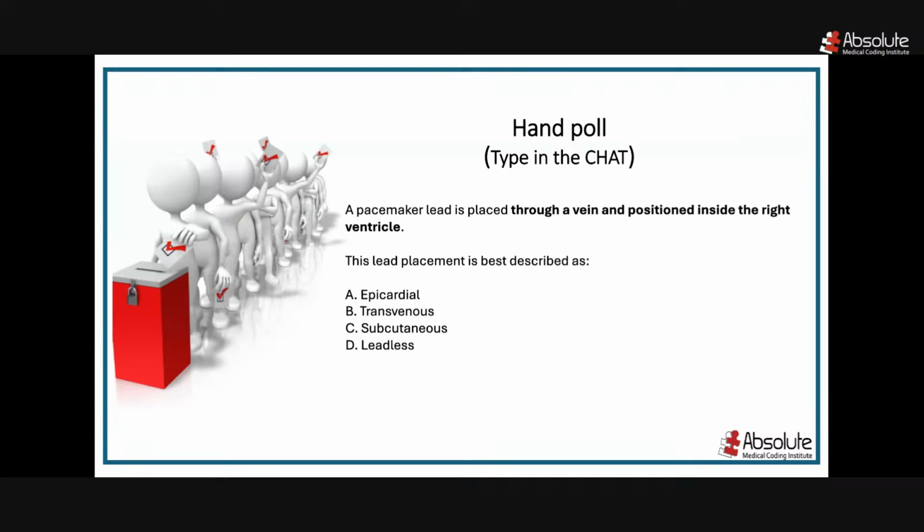A pacemaker lead is placed through the veins and positioned inside the right ventricle. This lead placement is described as option A, epicardial, option B, transvenous, option C, subcutaneous, or option D, leadless. What say you, coders?